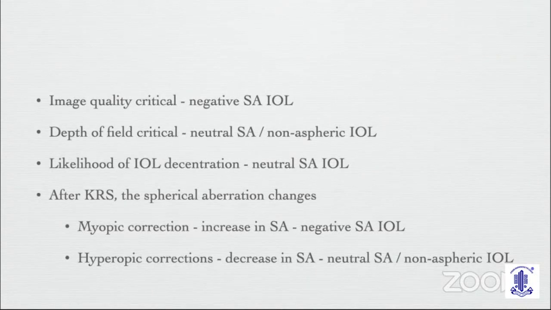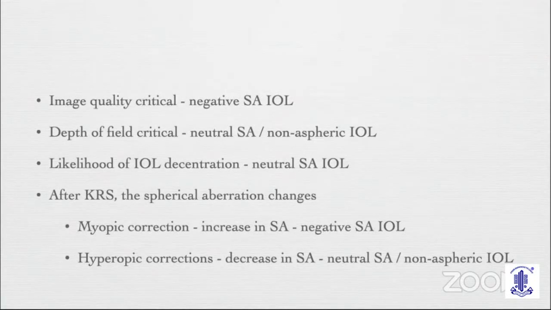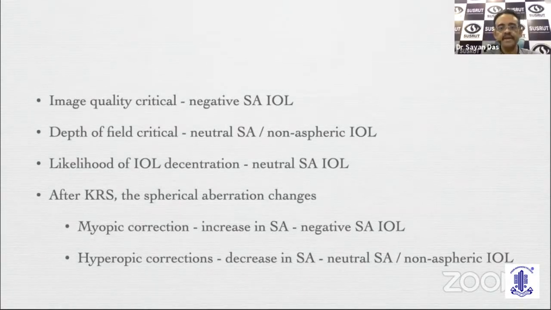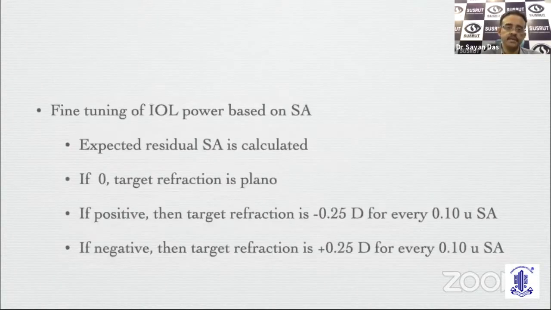After a keratorefractive procedure, the spherical aberration changes. In myopic correction, if there is a myopic correction of the cornea, there is an increase in the spherical aberration, and in a subsequent cataract development, a post-LASIK cataract situation, we should use a negative spherical aberration IOL. Whereas for a hyperopic correction in LASIK, there is a decrease in the spherical aberration, and we should use a neutral spherical aberration or a non-aspheric IOL.